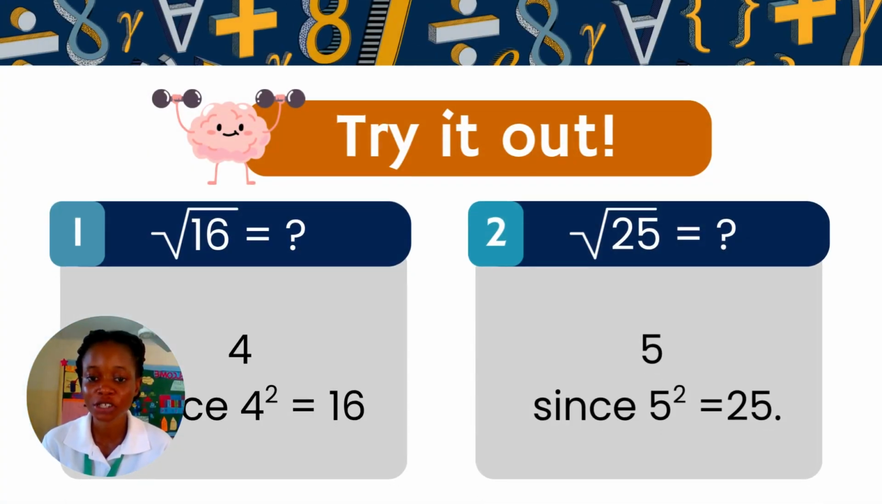So here's an exercise for it. What is the square root of 16? And the square root of 25? Now, since 4 squared is equal to 16, that means the square root of 16 is what? 4. Since 5 squared is equal to what? 25, that means the square root of 25 is what? 5. Isn't that simple?